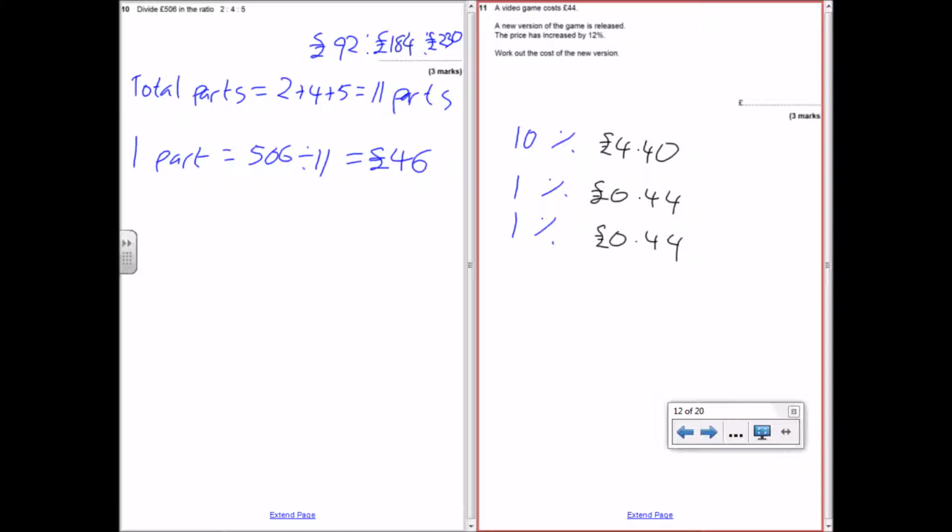That means 12% must equal £4.40, add 44p, add 44p, which is £5.28. So the new price is therefore 44, add £5.28, which is £49.28.